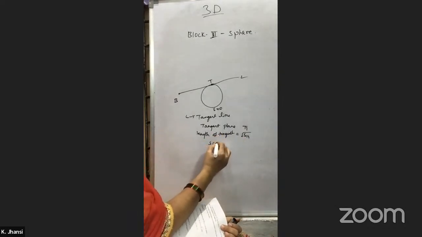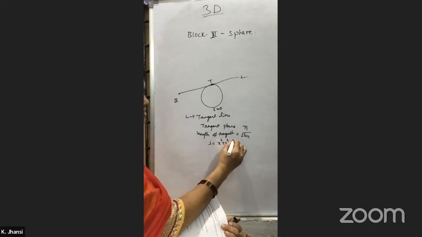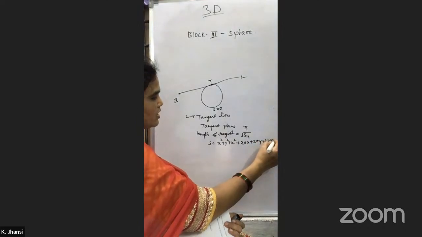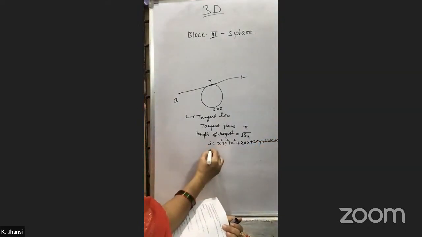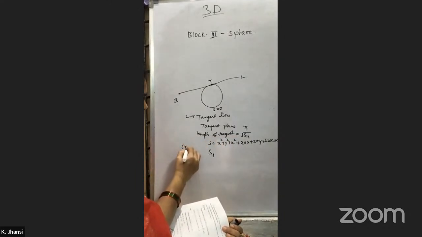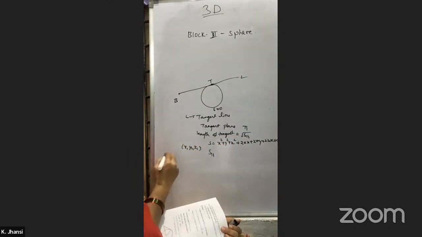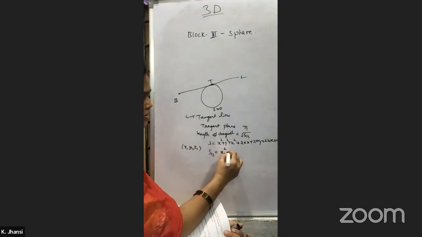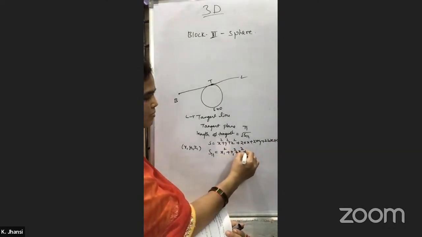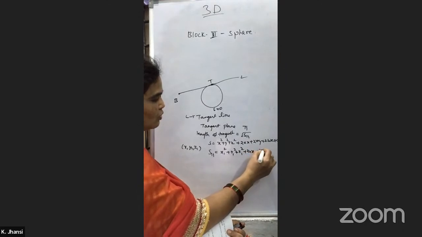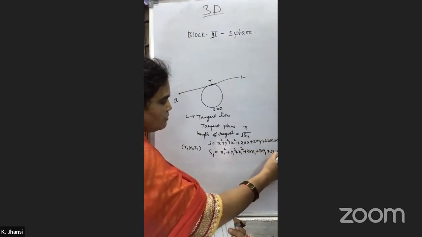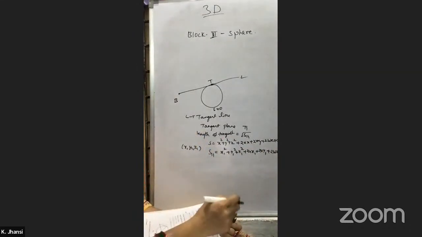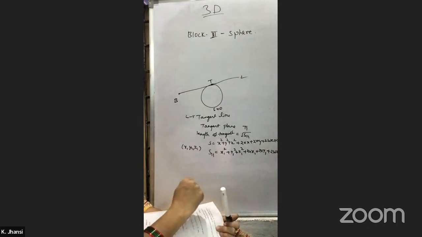So S is the sphere: x square plus y square plus z square plus 2ux plus 2vy plus 2wz plus d. Next, S11 means one point x1, y1, z1. That point you have to substitute here, then we call it S11. That is x1 square plus y1 square plus z1 square plus 2ux1 plus 2vy1 plus 2wz1 plus d. If you take the root of this, that value is called the length of the tangent. So that is the concept on page 196.